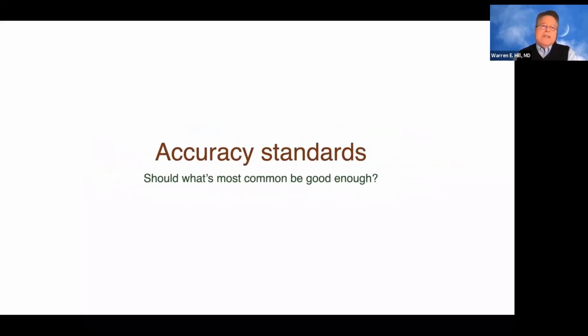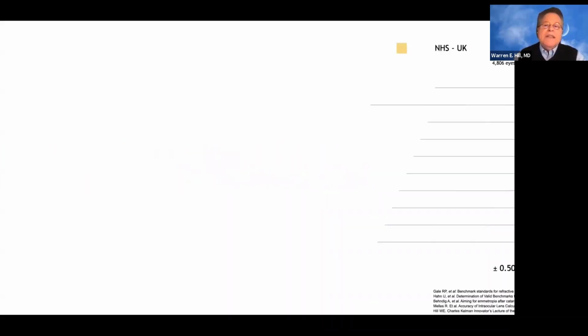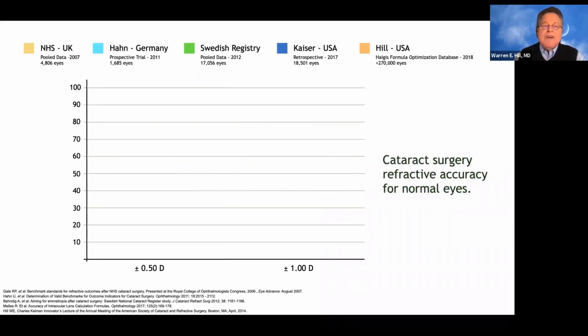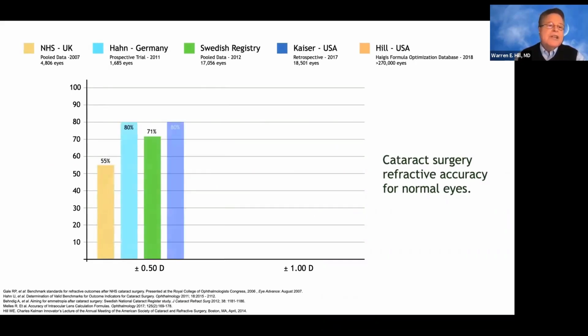So what are some accuracy standards, and should what's most common be good enough? I'm here today to tell you that it shouldn't be. So let's look at 5 well-known studies. There's a National Health Service study by Gale and his group, the Han study in the Journal of Ophthalmology, the Swedish Registry study in the Journal of Cataract and Refractive Surgery, the Kaiser study in Ophthalmology, and then the Haggis Formula Optimization Database, which now is up to about 300,000 eyes.